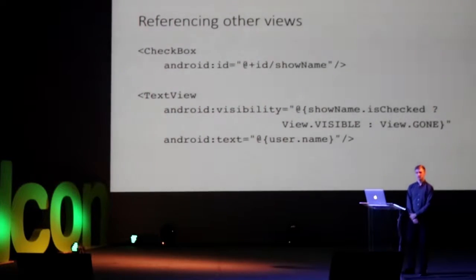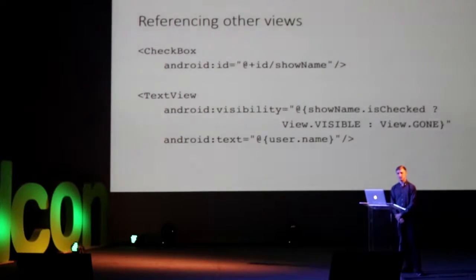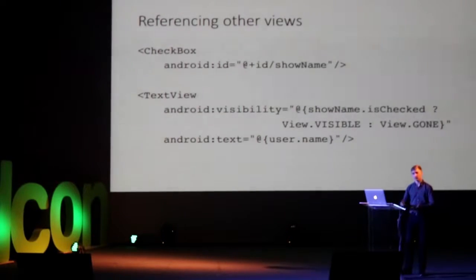You can also reference other views as long as they have an ID. So in this example, I have a text view that I want to be visible only when the checkbox is enabled. In the visibility of the username text view, I just check is the checkbox ticked or not, and set it visible based on that. And then as soon as you click the checkbox, the visibility will be updated immediately. So that's nice. You can also reference the margin of another view, or anything really, as long as the other view has an ID.